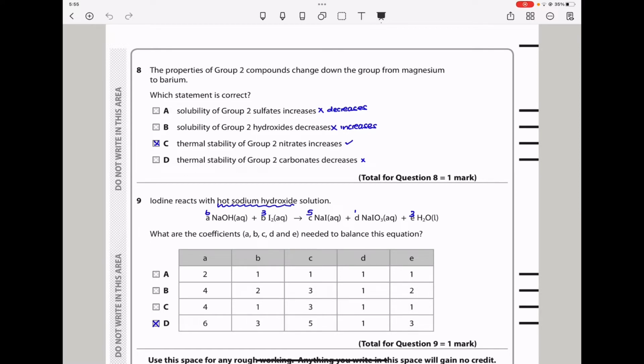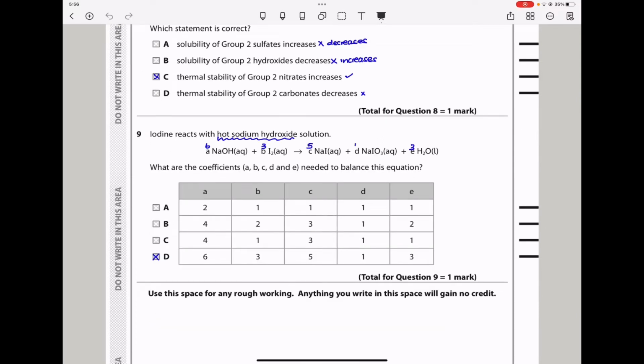This is correct. As you go down the group, because the cation is going to be bigger, there will be less polarization, and therefore more energy will be required to decompose nitrates. Even the thermal stability of carbonates will increase as you go down the group. So the correct answer here should be a C.